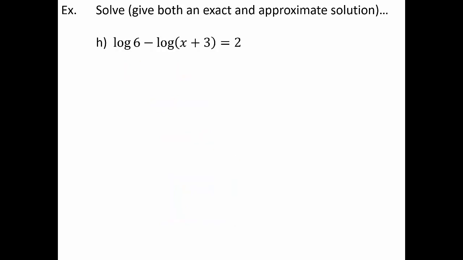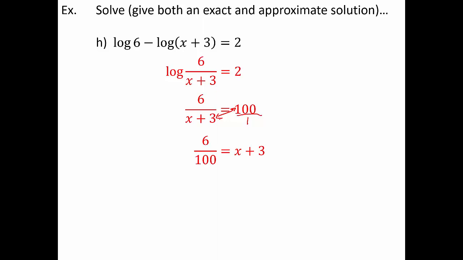And the last one, subtraction becomes division. Base 10 on both sides is going to give me 10 squared, or 100, on the right side. Now, when it comes to solving fractions with the variable in the denominator, I'm going to remember, hey, wait a second, that's really over 1, and there's a property of proportions that allows me to switch the corners on a proportion. So 6 over 100 equals x plus 3 over 1. Subtract 3, and that technically is my final answer.